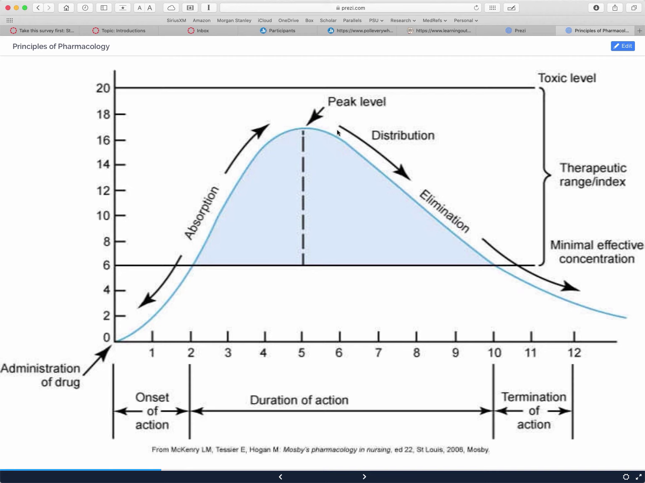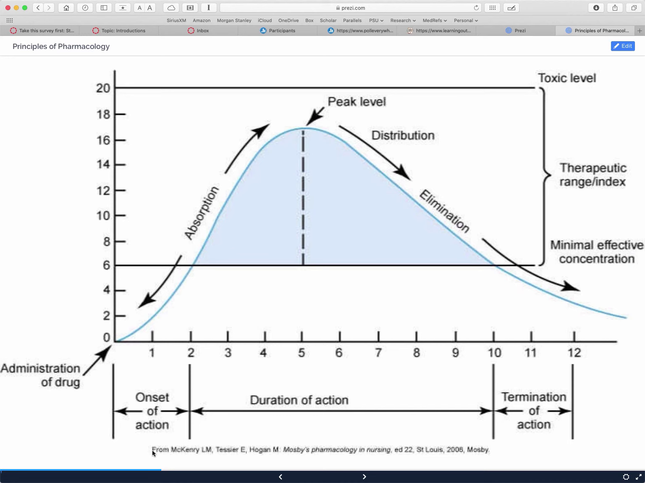And so this decreasing availability because of distribution happens simultaneously with elimination of the drug. And those two things together, the distribution and the elimination, mean that that drug level continues to fall until finally it gets to this minimal effective concentration and surpasses it. So now we don't have any effect of the drug because it's all gone. And those things happen during these three phases.